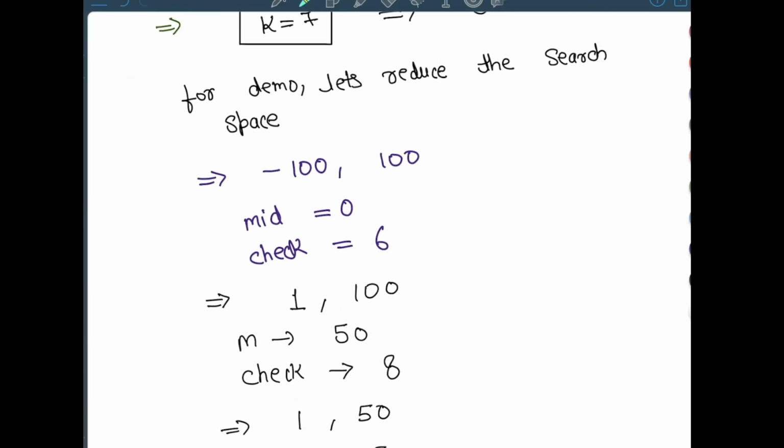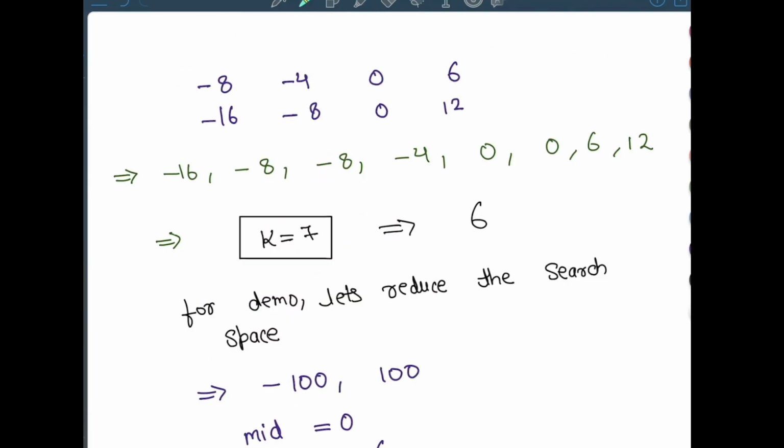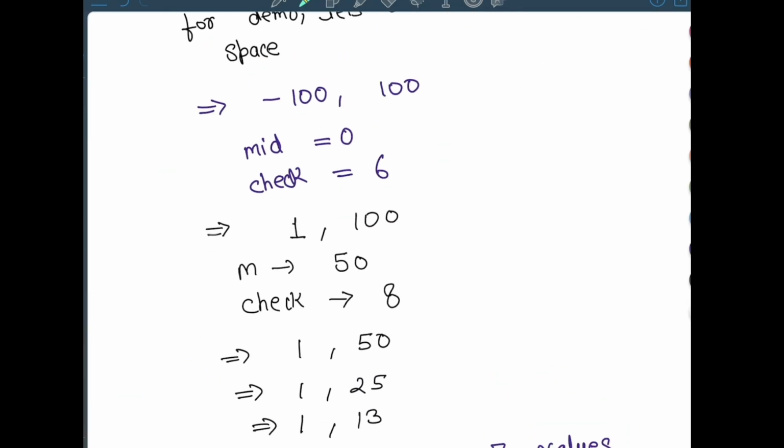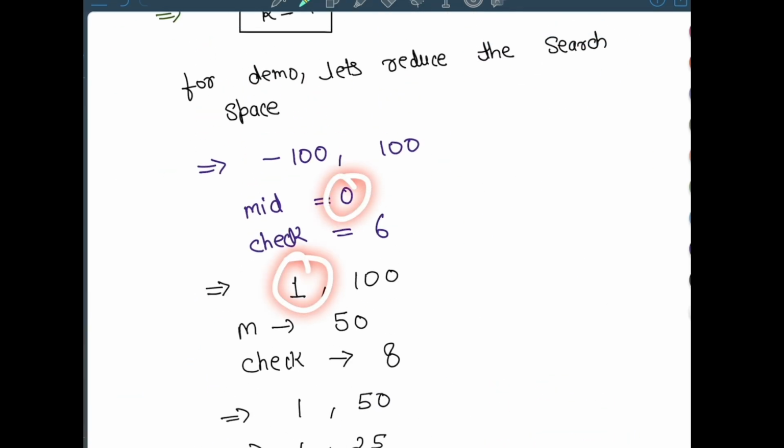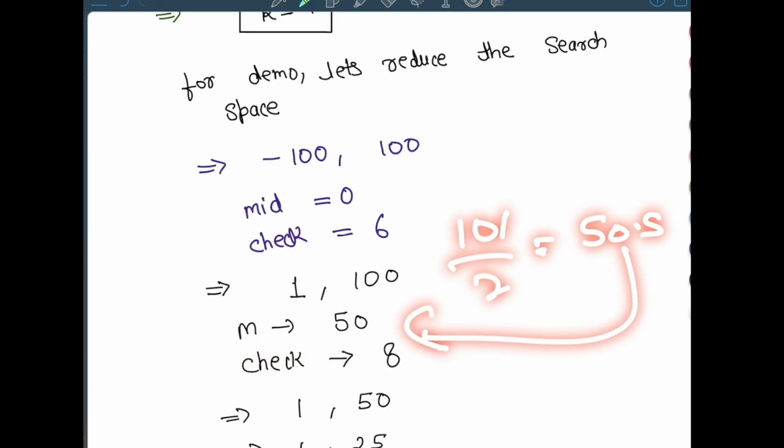Then I would say, let's change the value of left so that the mid value increases. We are setting left to mid plus 1. The mid is 0, so now the left is 1, 0 plus 1. So now the mid value will be 50, because 1 plus 100 is 101, divided by 2 will be 50.5. Let's take the floor value, 50.